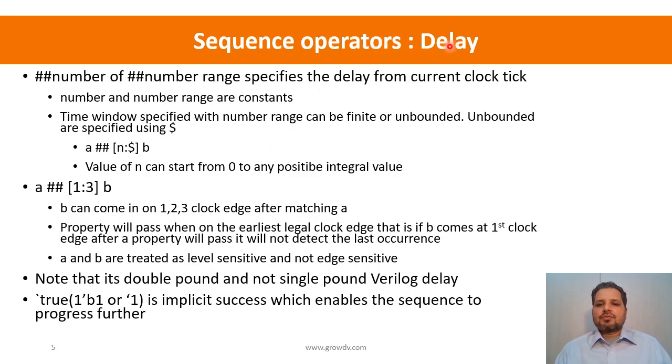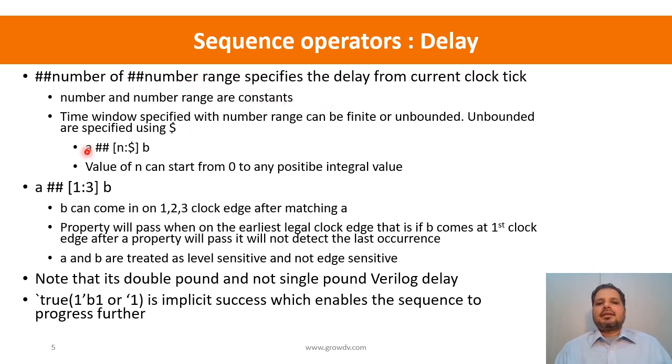So let's start first with the delay operator. The delay operator is represented by this double pound sign. So you can say double pound and a number, or double pound and a number range, that specifies the delay from a current tick. Whatever tick it starts executing, it specifies from that tick how much delay we are specifying, right? And the number or the number range that we specify has to be constant. You can't use variables over there.